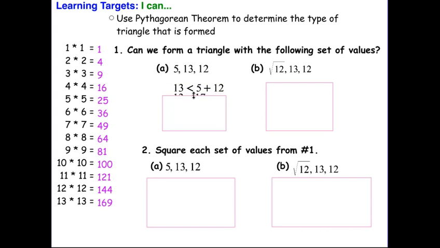We said that we needed to take the longest length, which is 13, and then compare it to the sum of the other two. So 13 is less than 17, so we can make a triangle.